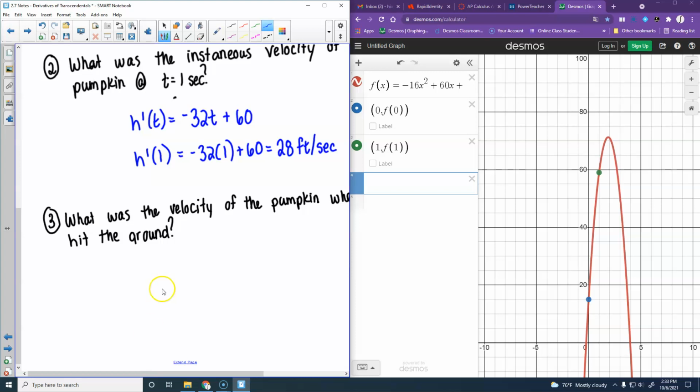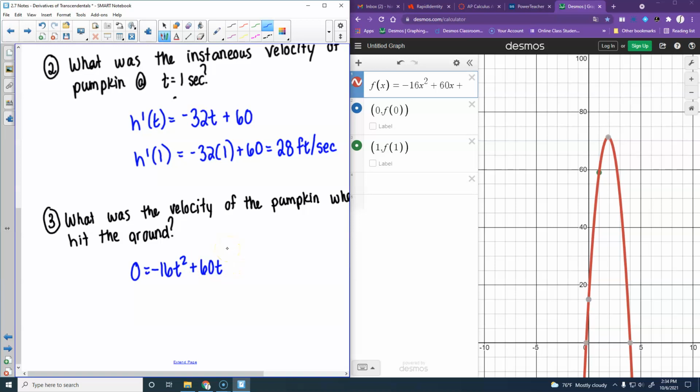So, it is actually not 4, I don't think. It's 3.985. So, if this was not calculator active, which I'm going to make it calculator active so I don't have this, you would have to do quadratic formula, because it's going to hit the ground. You'd have 0 equals negative 16t squared.